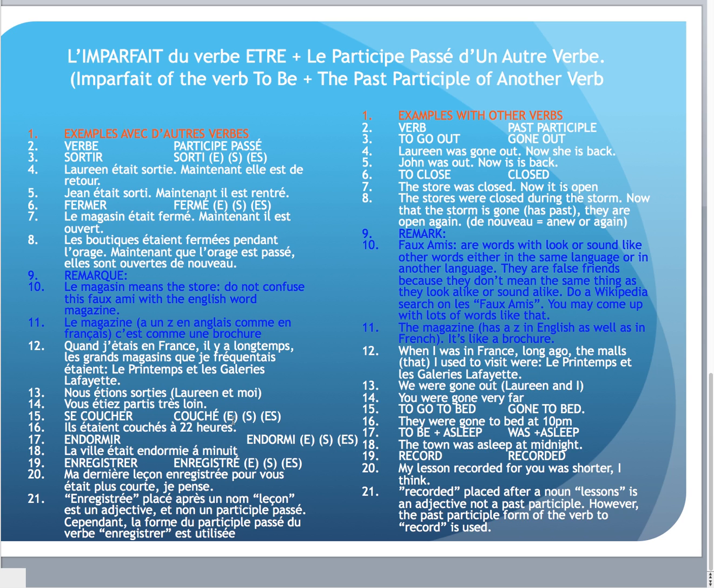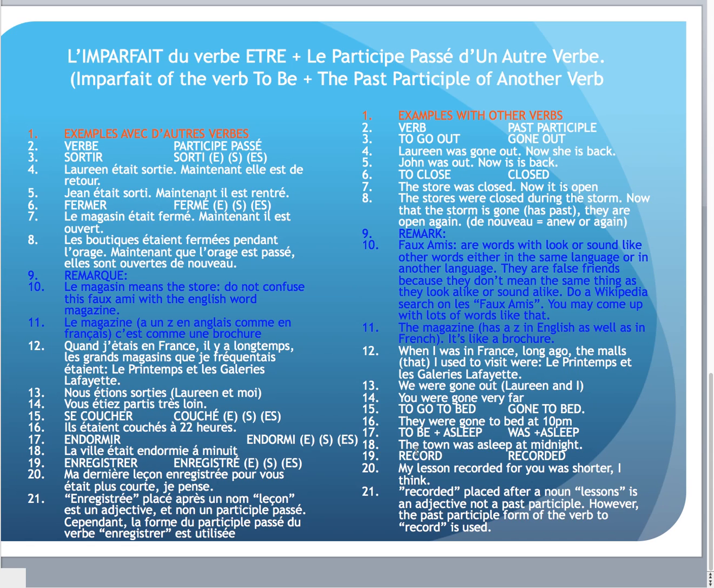So you have to see the past participle forms there. Couché, line 15. That's the past participle form to which you will add E, S, or ES, depending on the description. Dormir, line 17. The past participle form is endormi, to which you will add E, S, or ES, depending on the description. Line 18. La ville était endormie à minuit.